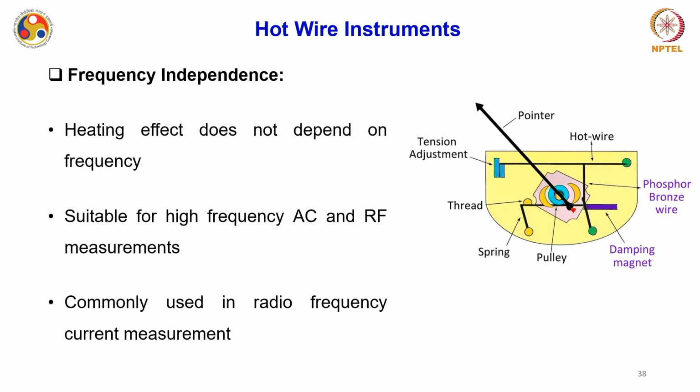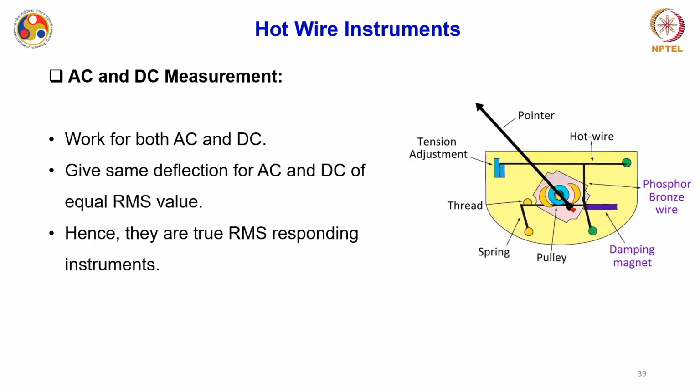Talking about the frequency independence of this instrument, the heating effect does not depend on frequency, as we have seen. They are suitable for high frequency applications like AC and RF measurement, and are commonly used in radio frequency current measurement. This device can work for both AC and DC. The same deflection for AC and DC is possible at the RMS value, and they are basically true RMS responding instruments.